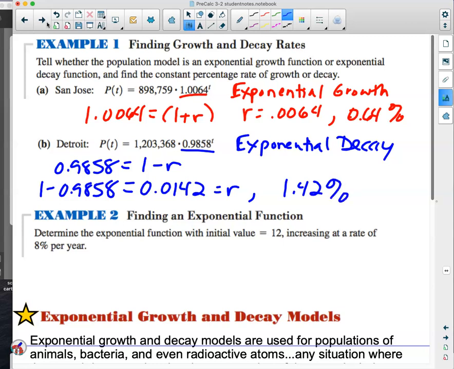So growth and decay, we have to be able to do that. We have to be able to take a look at it and say, hey, this is what I see. It's an exponential growth, an exponential decay model, and then figure out what was that percentage of either growth or decay. Example 2.